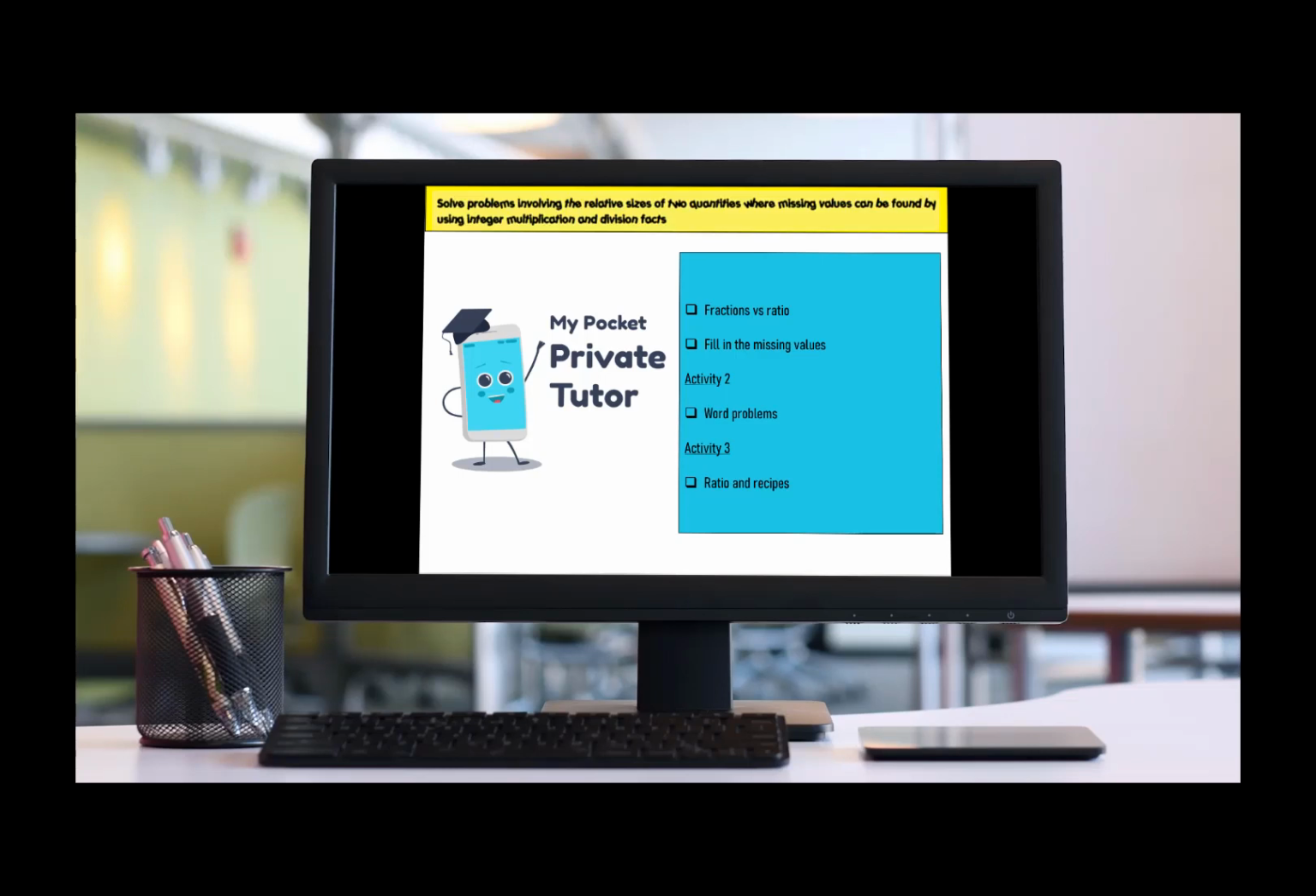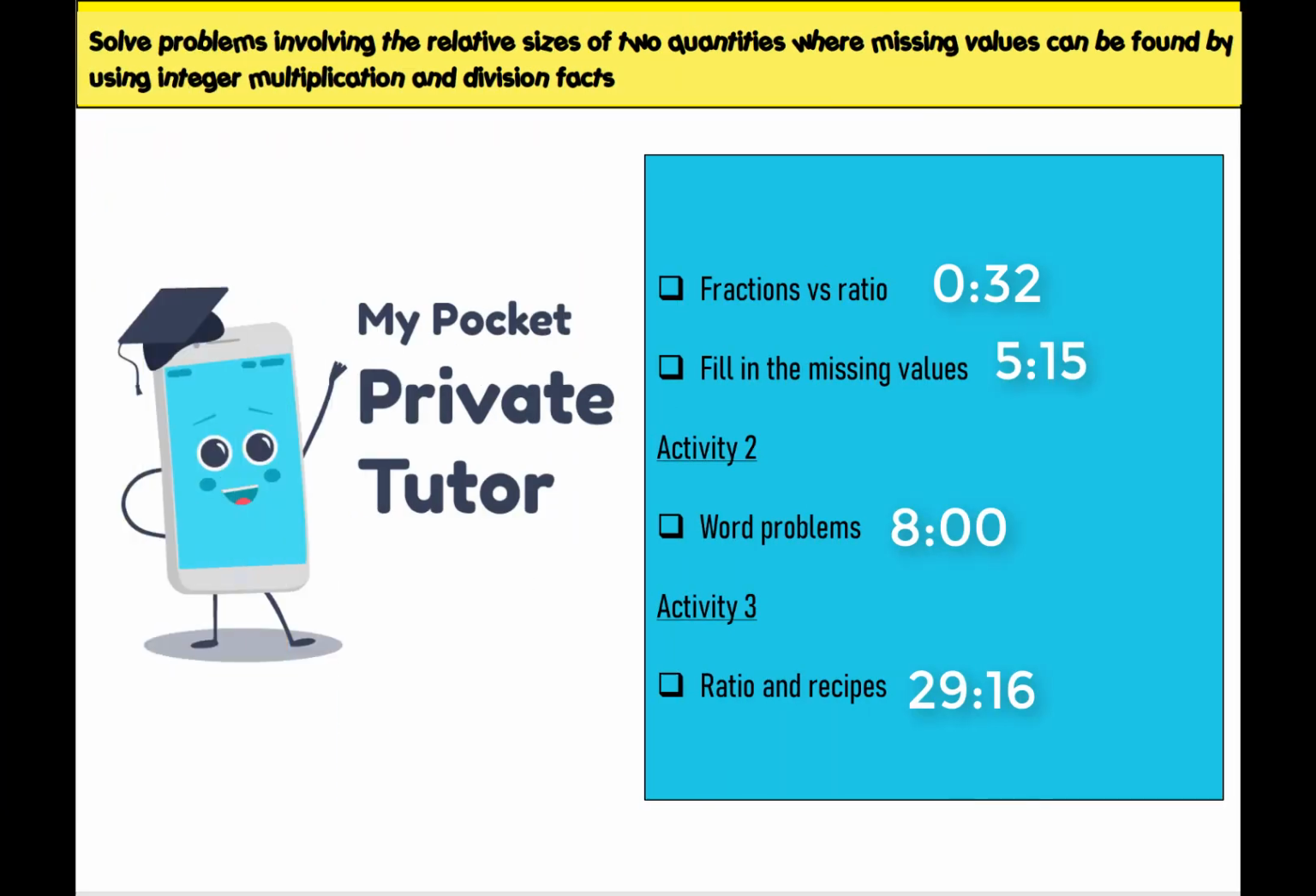In this video, we will be learning how to solve problems involving the relative sizes of two quantities where missing values can be found by using integer multiplication and division facts. This learning objective is split into 3 separate activities.